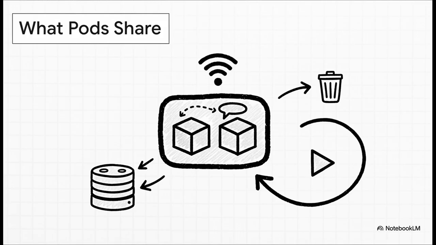And this last one is huge. They share a life cycle. They are born together and they die together. You can't stop one container without stopping the whole pod. And that's exactly why you only group containers together in a pod when they are super tightly coupled and need to live and die together.